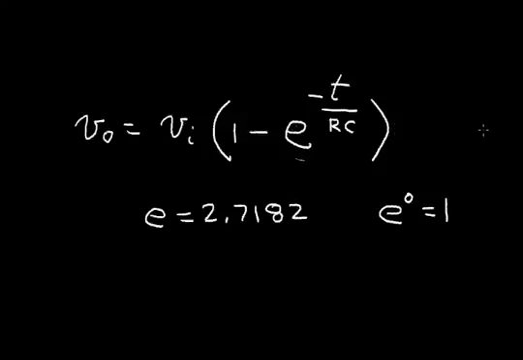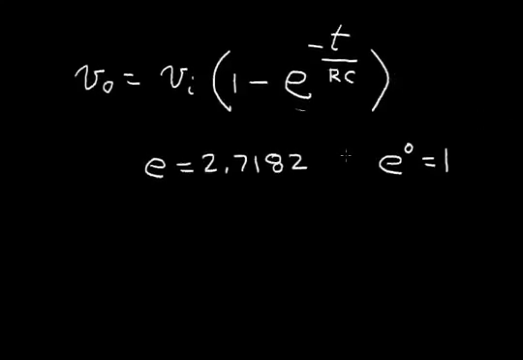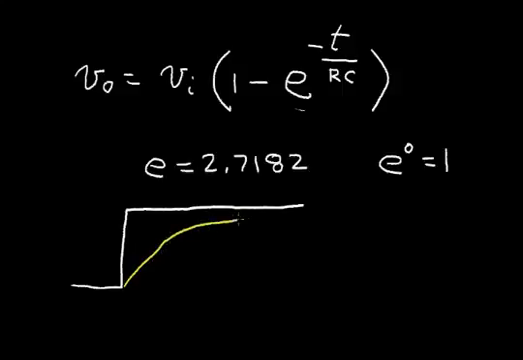So let's examine a certain point in time for this curve. Let's say that we give it an input voltage, VI. VI stays constant. And the output, V out, starts charging up.